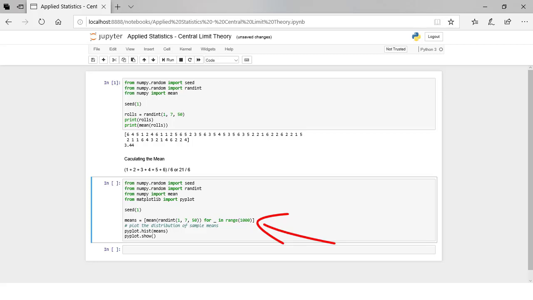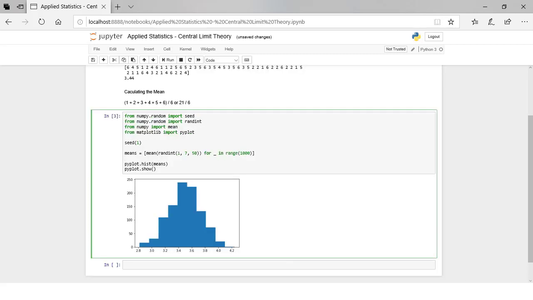This will give you the result of 1,000 sample means. According to the central limit theorem, the distribution of these samples will be Gaussian. Well, let's find out. Running the example creates a histogram plot of the sample means. You can see the shape of the distribution is definitely Gaussian.